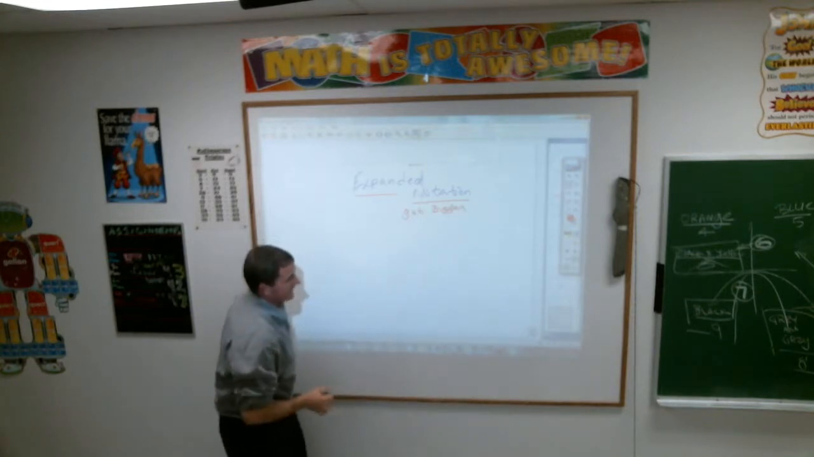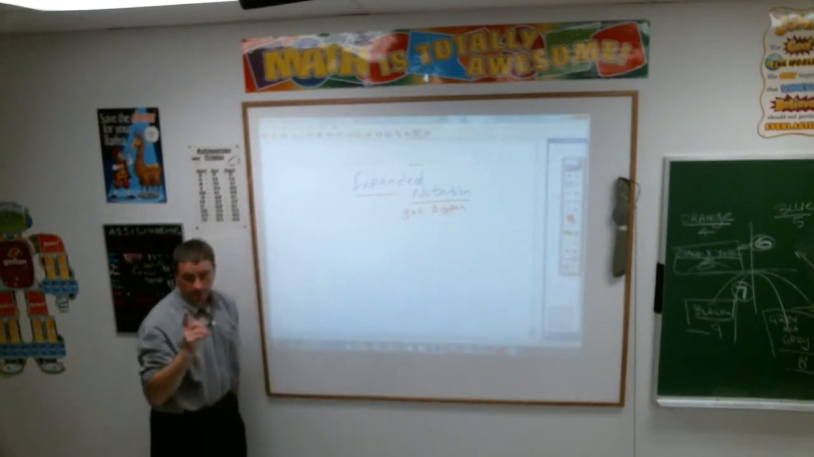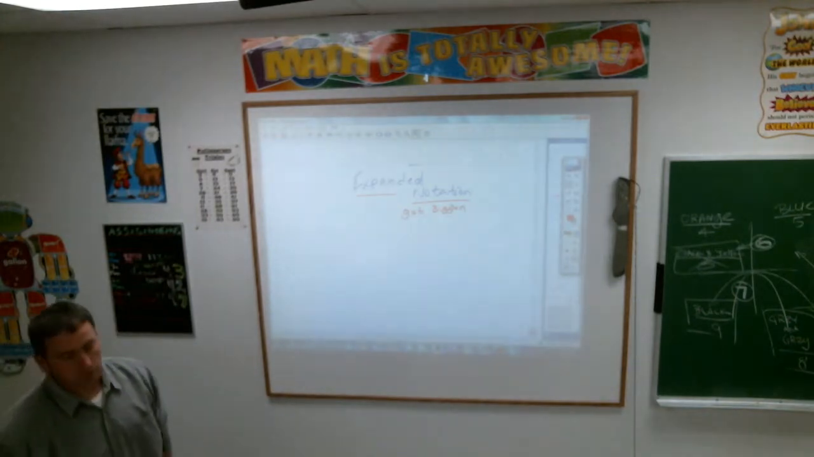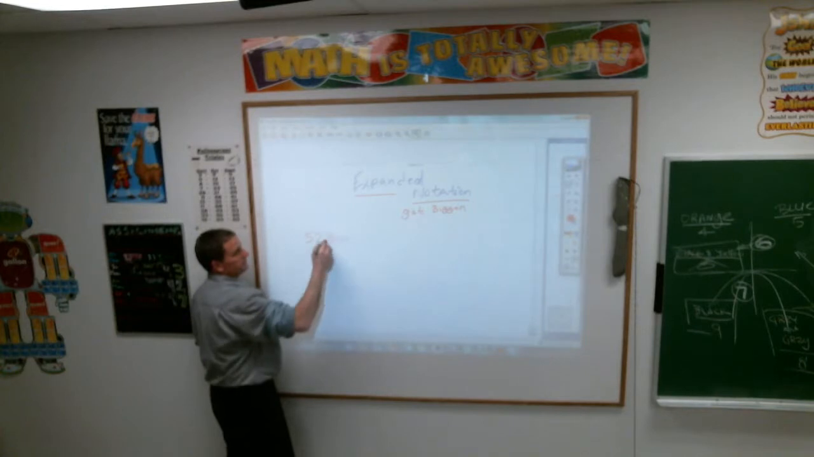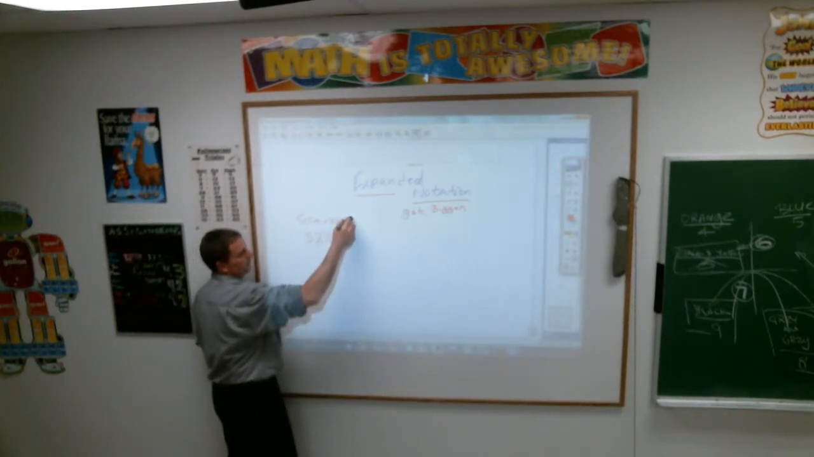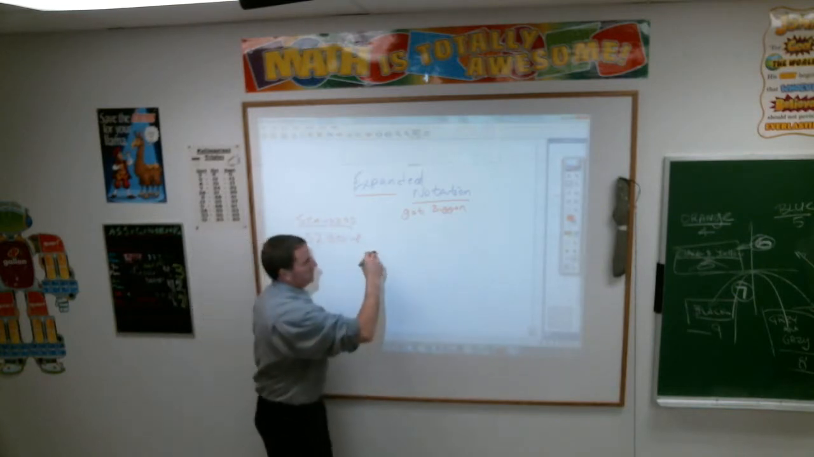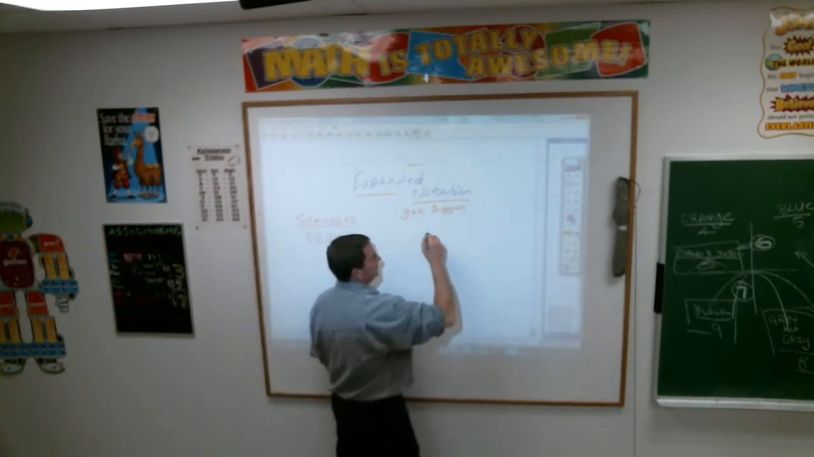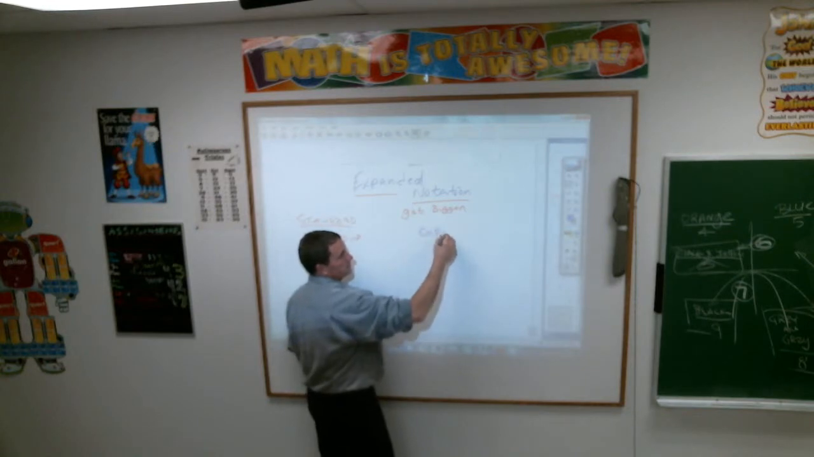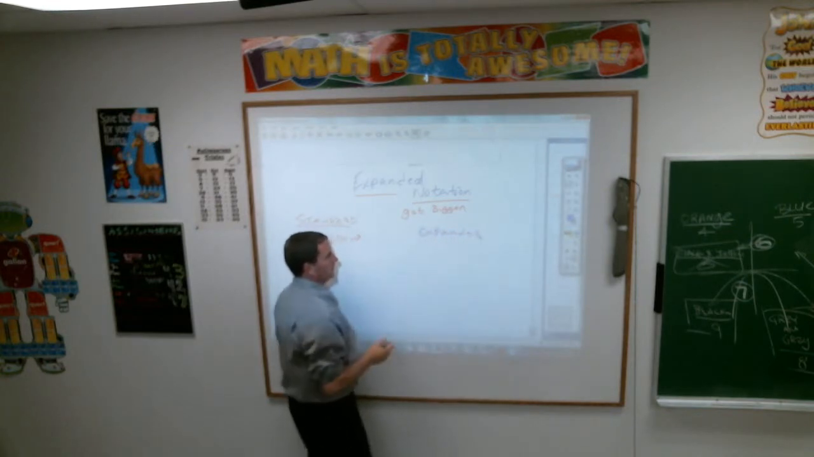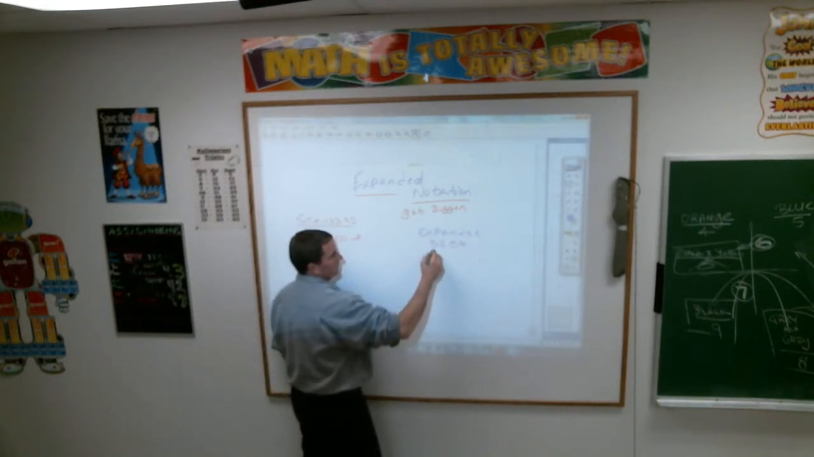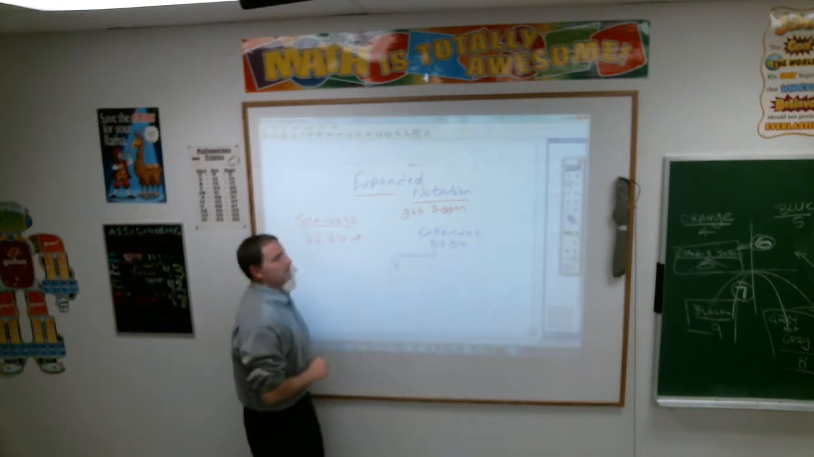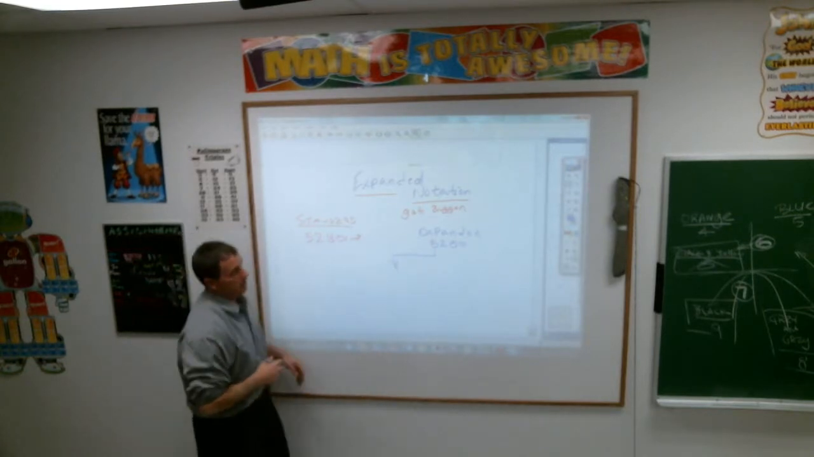Notation means how we write things. A normal number is written in standard notation, looks like this. 5,280. This is the standard way we write it, the normal way. We are going to take this and we're going to write it in expanded notation, which means this.